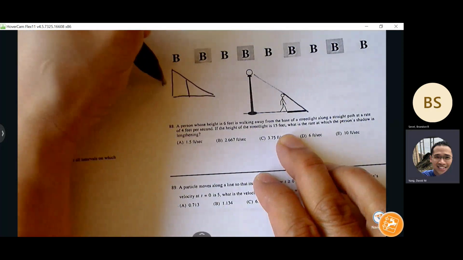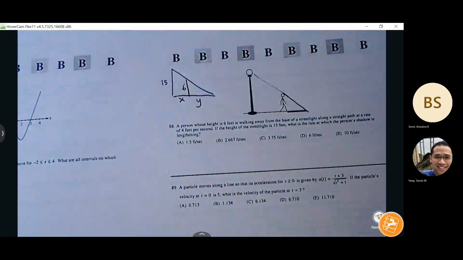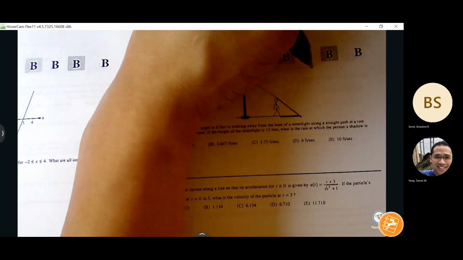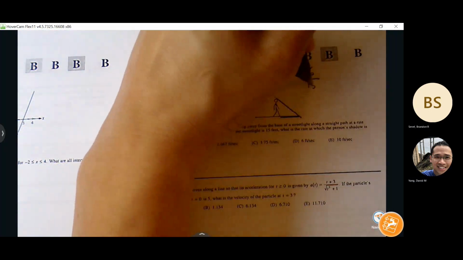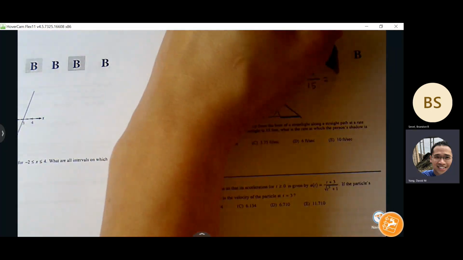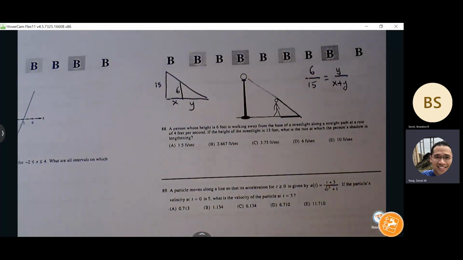Height of the street light is 15. The person is 6 feet tall. We have x and y. Okay, set up our proportions. The height of the small triangle is to the height of the large triangle as the base of the small triangle is to the base of the large triangle. Make sure it's y over x plus y and not x over x plus y.